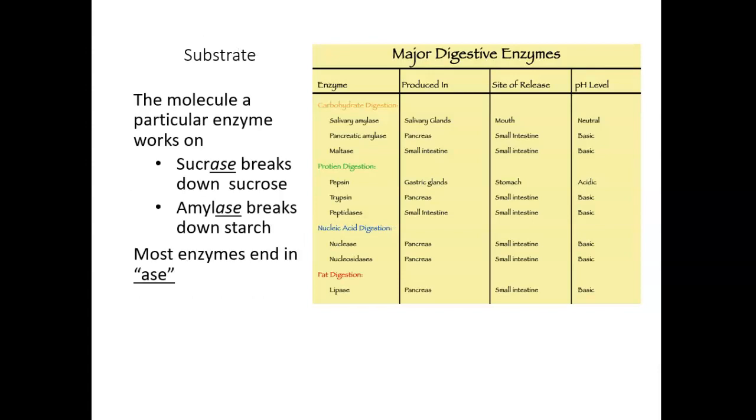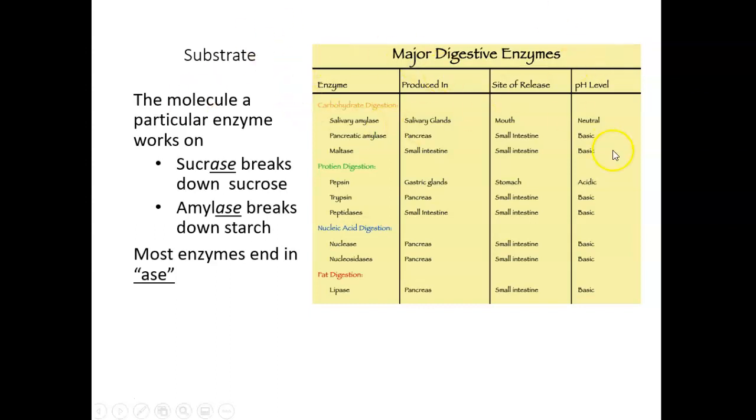So in our body, we have a number of substrates, and they are molecules a particular enzyme is going to work on. So there are some examples. Sucrase, and it breaks down sucrose. Whenever you eat table sugar, you have an enzyme that actually breaks down the sucrose, and that enzyme is called sucrase. Another enzyme that's important is amylase, and that breaks down starch. So as you can see, most enzymes end with ASE.